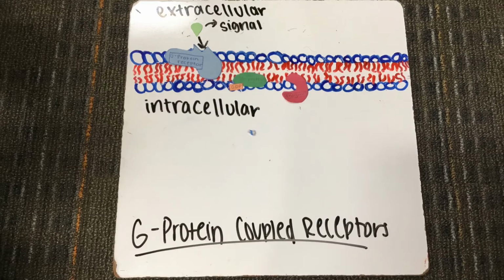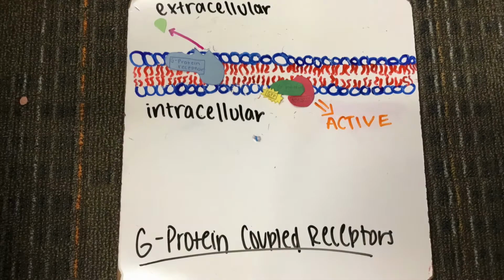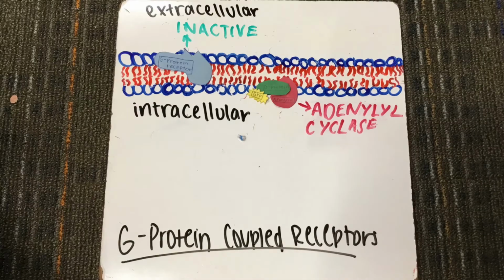G-protein coupled receptors work with the G-protein. Once the ligand attaches to the receptor, it will activate the G-protein and turn GDP into GTP. This will activate an enzyme called adenylyl cyclase, creating cAMP.